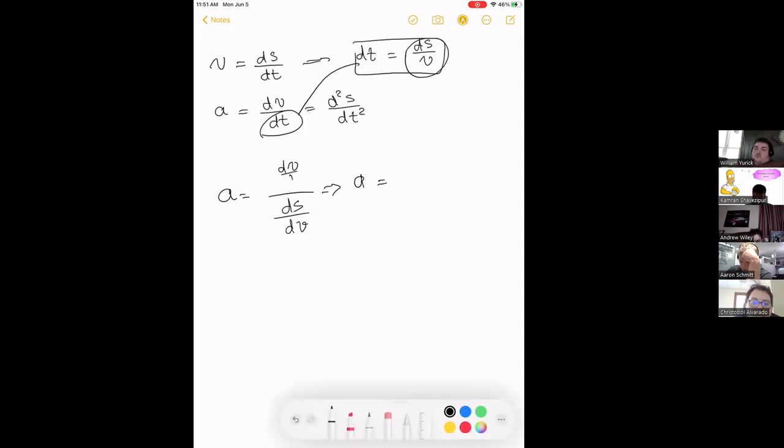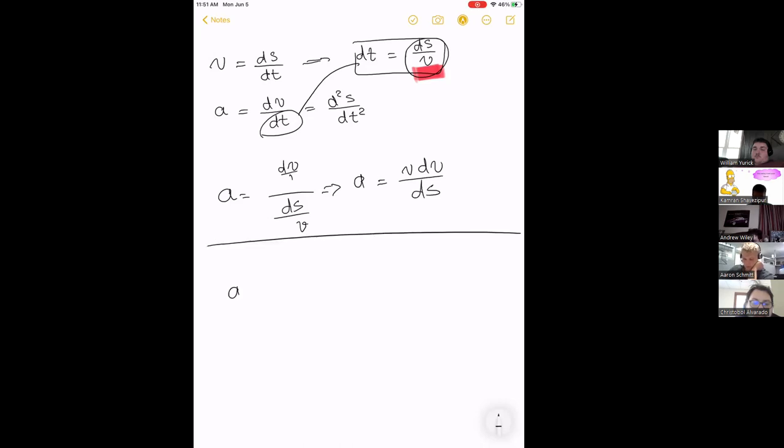So A is going to be V times dV over dS. This should be v, not dv. And I can simplify this as A dS equals V dV. You see, in this equation, the time is eliminated. Doesn't mean that time is not a part of motion, but I could eliminate it.